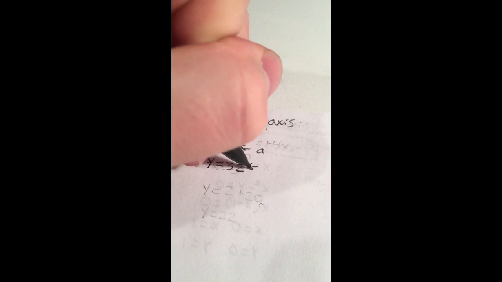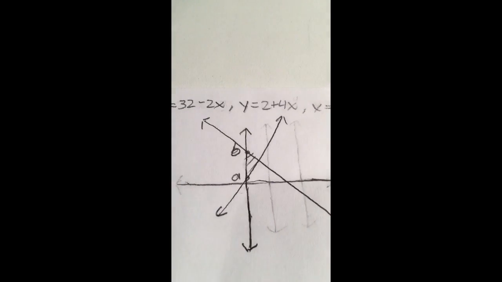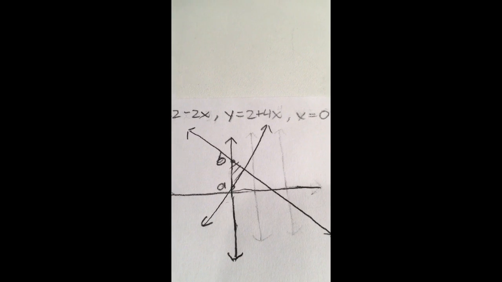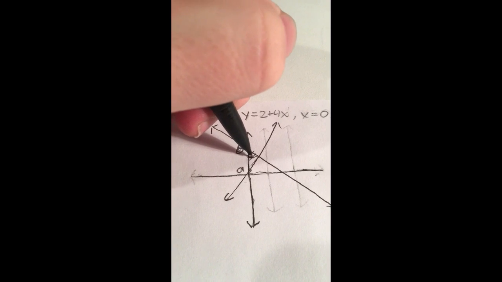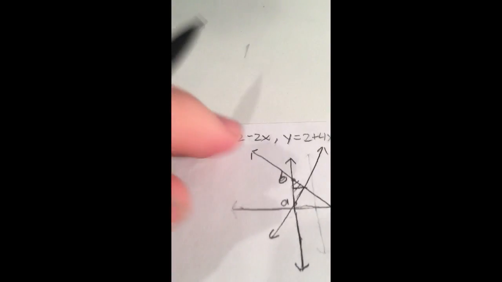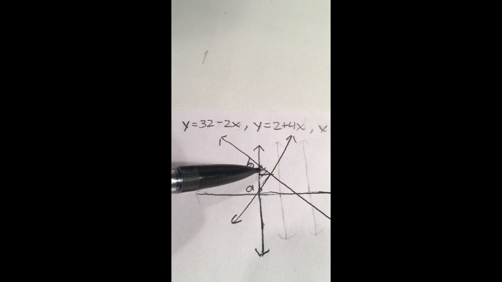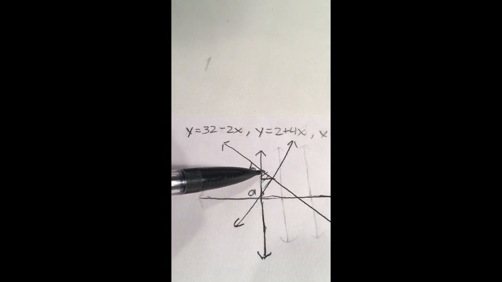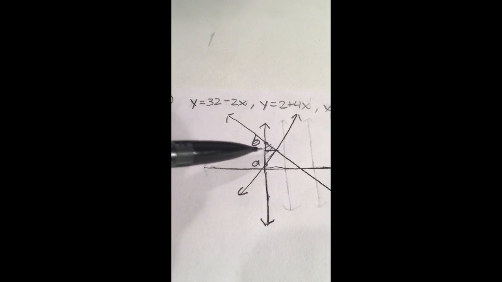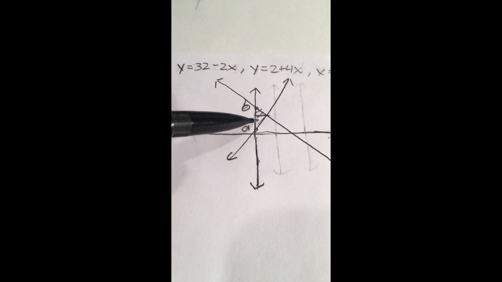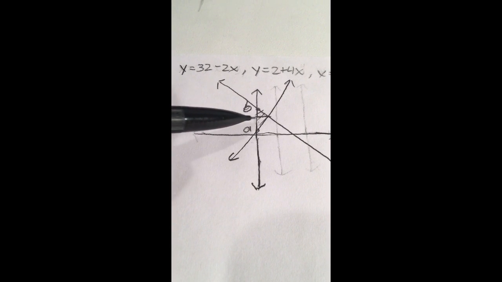2 will be A, and 32 will be B. And those are our limits of integration. The thing about this question is when you look at the graph, there's no clear right or left function. So what you have to do is split them up like this, and we're going to use two integrals. For this top part, we're going to use 32 minus 2x as our function and rotate it. And for this, we're going to use 2 plus 4x and rotate it.